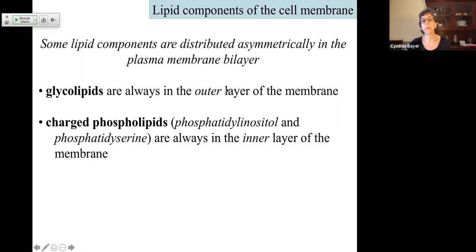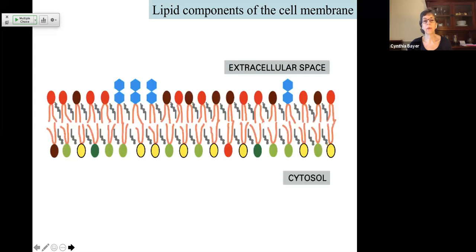The outer layer of the membrane, meaning the layer that's facing the extracellular environment, consists of phospholipids that have sugars added to them. Glyco means sugars added to the lipids. The side that's facing the cytoplasm, the inner layer of the membrane, is where you will find certain types of charged phospholipids, like phosphatidylinositol and phosphatidylserine. Let's label them here first, and I'll tell you the reason for both of these.